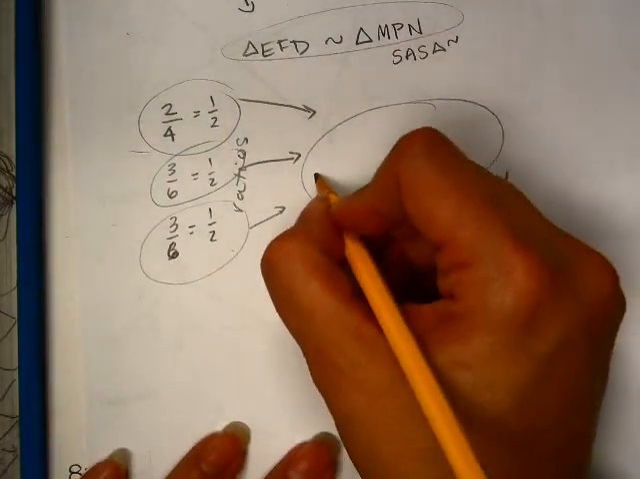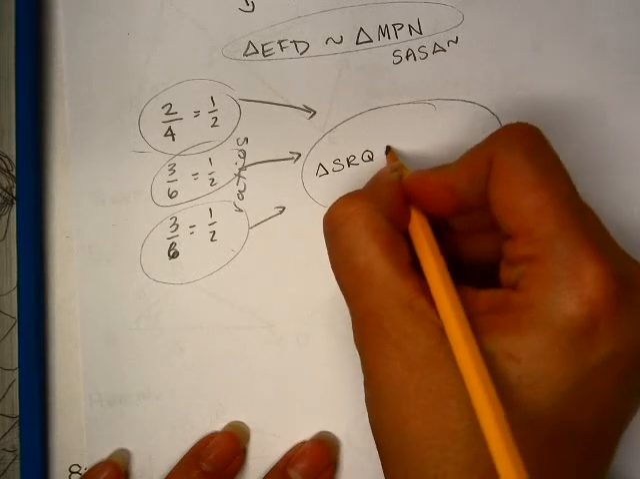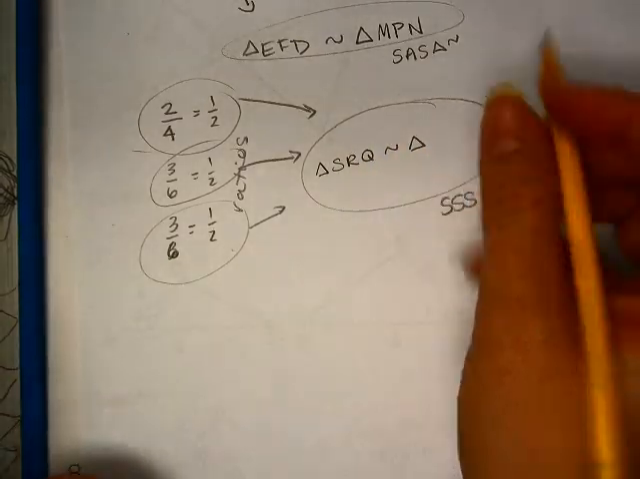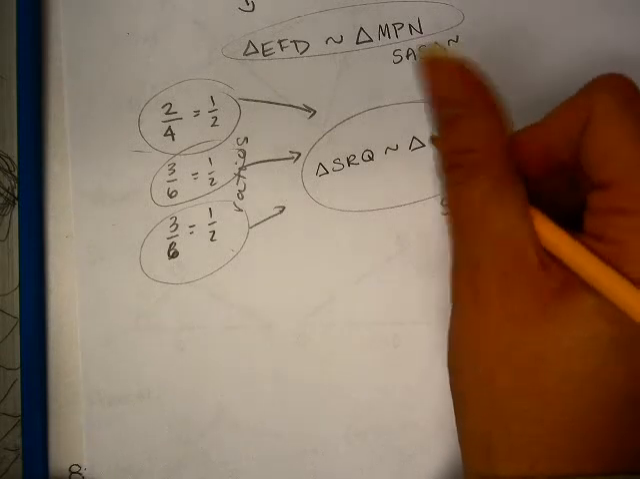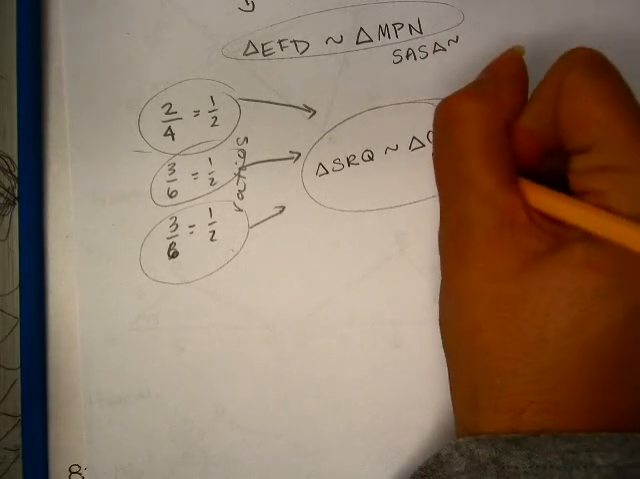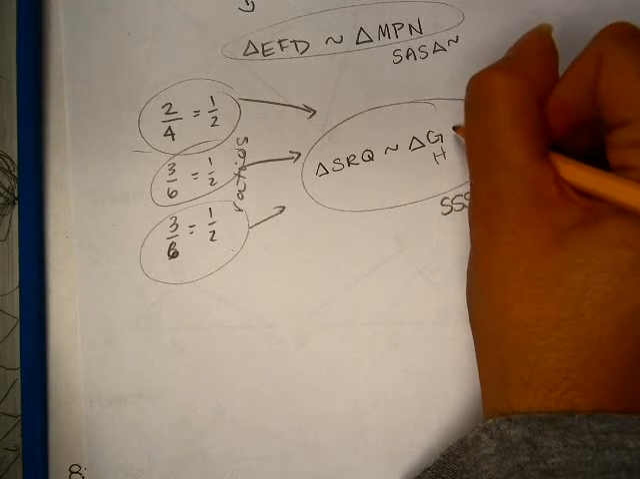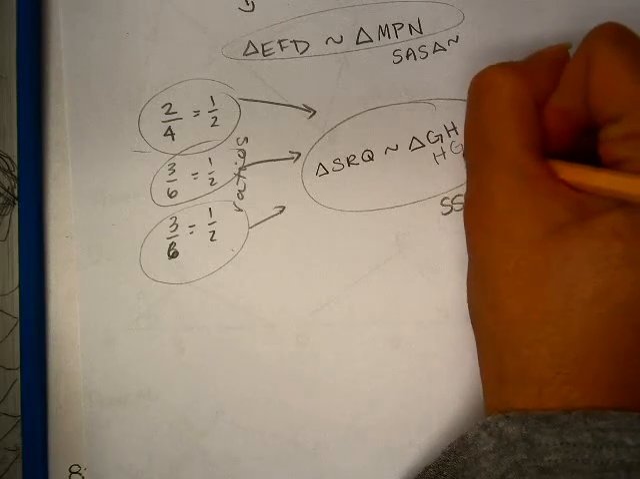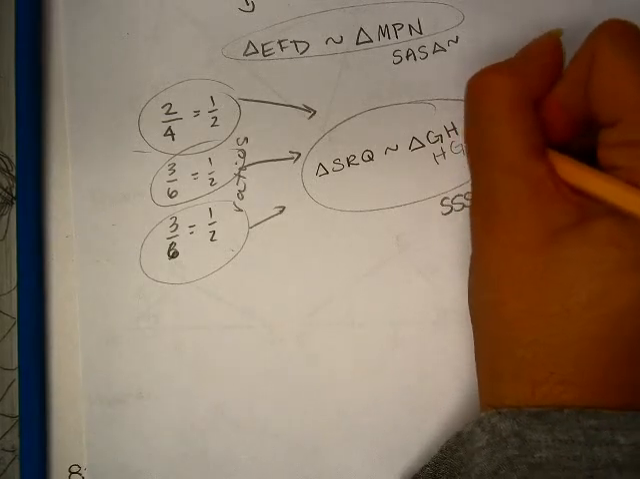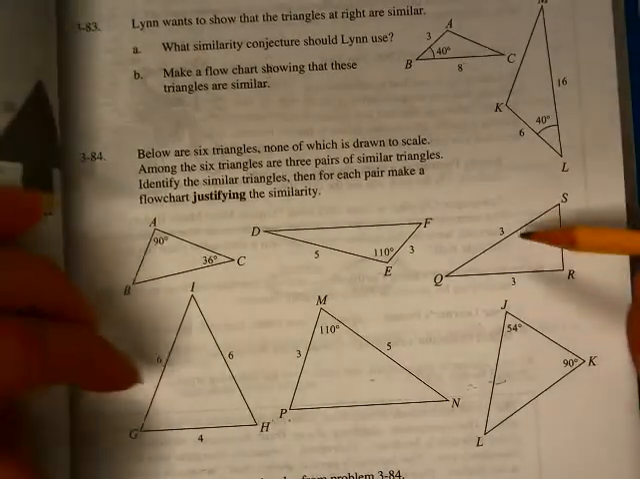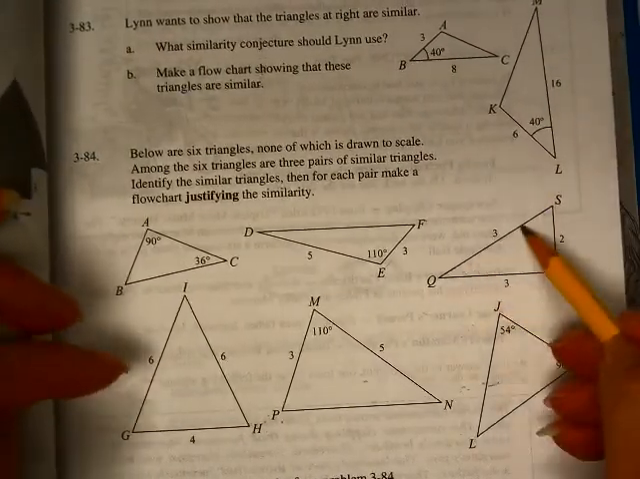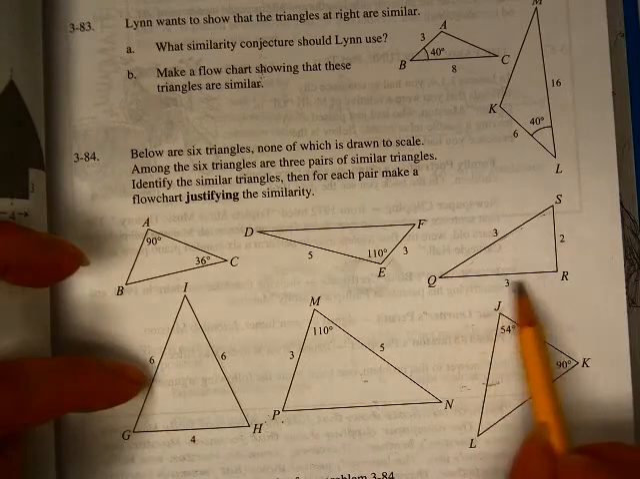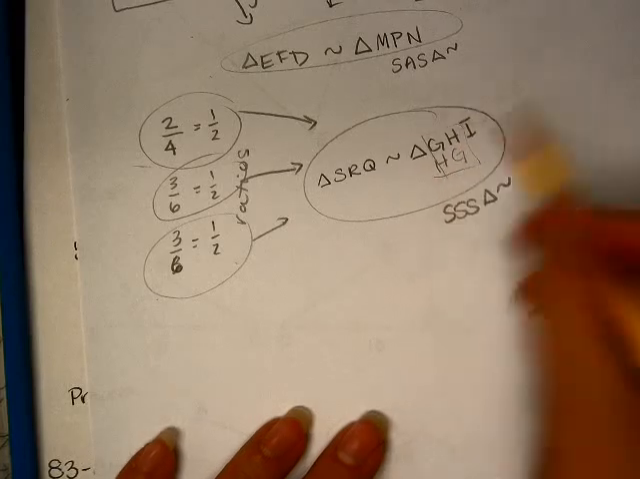And then I would say triangle SRQ is similar to triangle. S is going to go with either G or H, and R is going to go with either H or G, but I has to go with Q. And again, the reason for that is both of these are identical, so you can have this side go with this side, or you can have this side here go with that side. So either one, both of them would actually be okay on that particular one. Let's go ahead and look at the very last one.